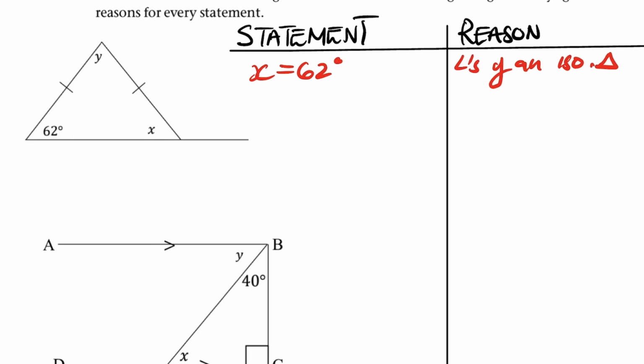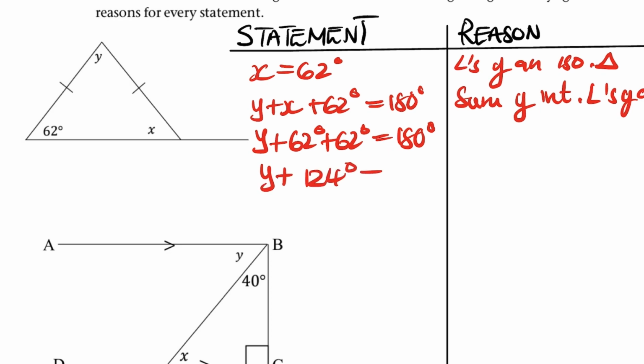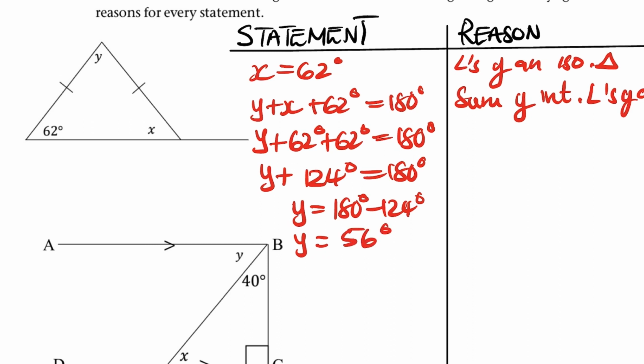So y, if you're looking at these angles, when you add these angles, they equal 180, and we have this one, and we are looking for that one. So we can say y plus x, which is 62, plus 62 equal to 180, and we say sum of interior angles of a triangle. So we're looking for y, and we have 62 here, plus another 62 is 124. So y plus 124 equal to 180. Then y is equal to 180 minus 124. So our y here, 180 minus 124 is going to be what? 56.